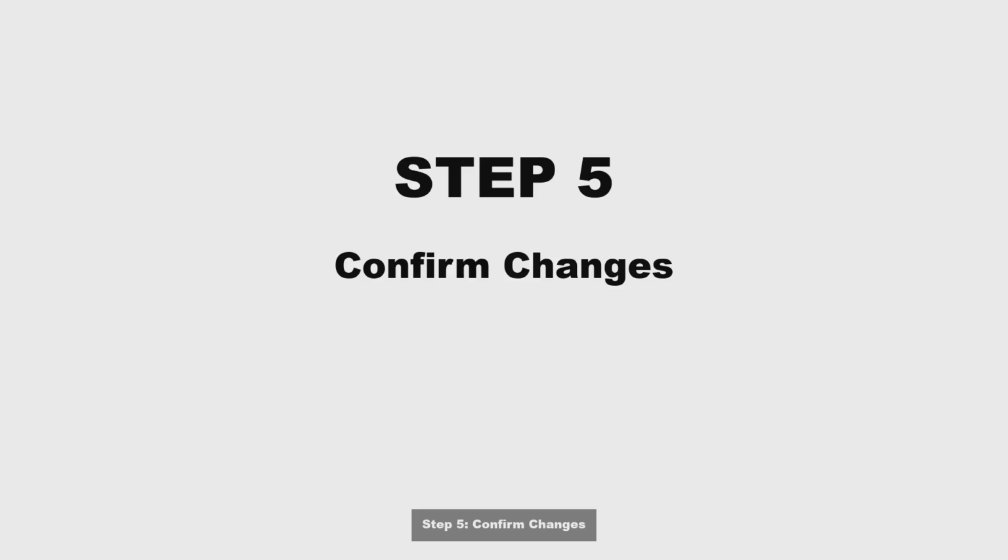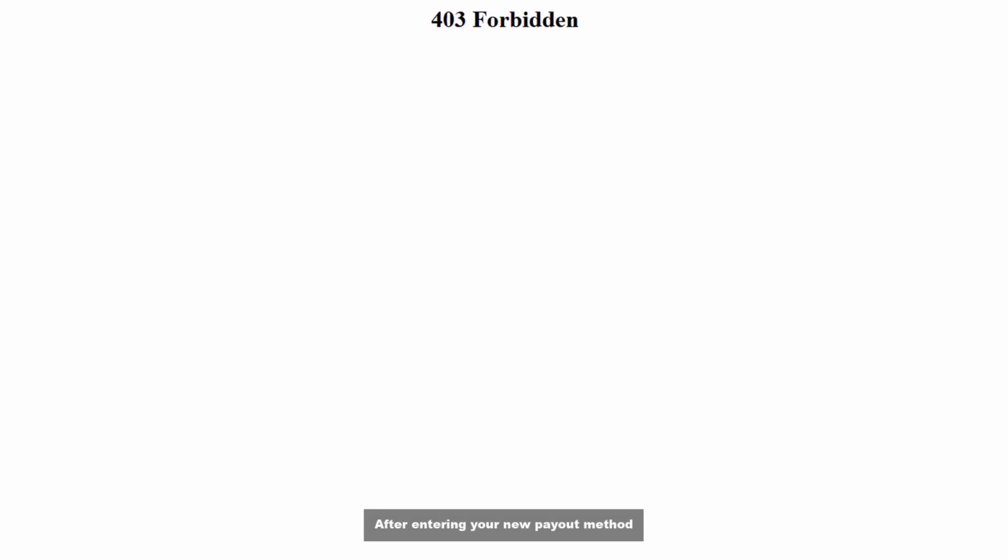Step 5. Confirm changes. After entering your new payout method details, review the information for accuracy. Once confirmed, save the changes and log out of your account. Make sure to check your email for any confirmation messages from Planta's Bank regarding your updated payout method. If you encounter any issues, don't hesitate to contact customer support for assistance.